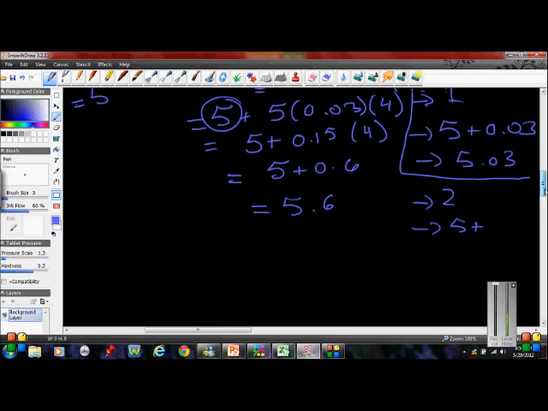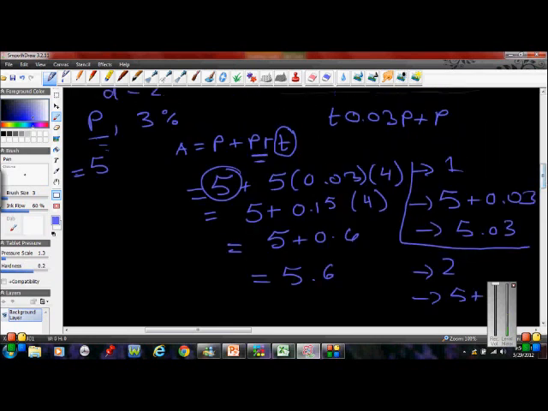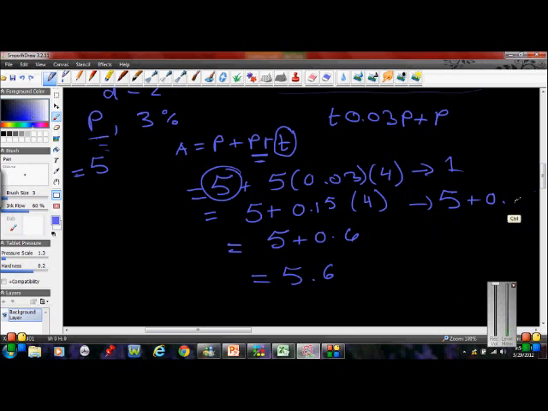Oh, sorry. I made a mistake here. It didn't make sense for it to be 0.03. It's still 5 multiplied by that, right? So you still do 5 times 0.03, which gives you 0.15. Sorry, my bad. So your value becomes $5.15.